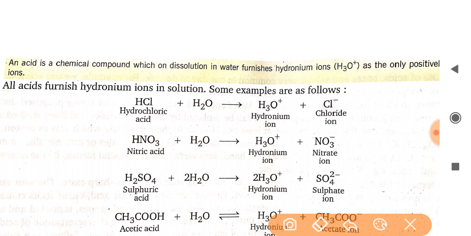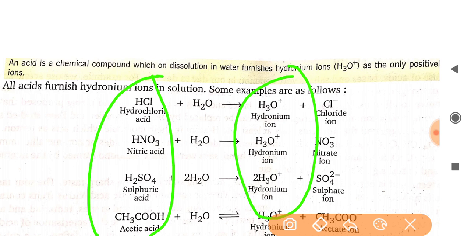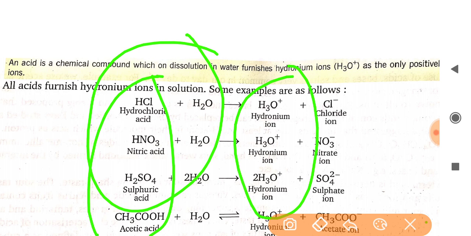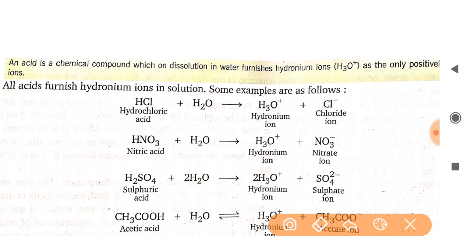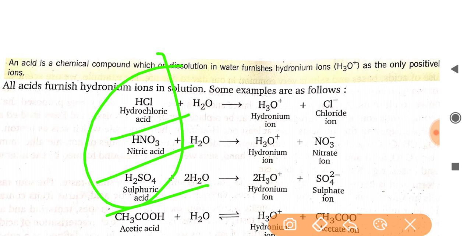All these acids, whether HCl, HNO3, H2SO4 or CH3COOH, give hydronium ions. So you can say that these four are acids, with examples: hydrochloric acid, nitric acid, sulfuric acid and acetic acid. These three are very strong acids. The next question will clear up why these are called strong acids. You can see that HCl, HNO3 and H2SO4 are strong acids, and the strongest one is HCl, the first one.